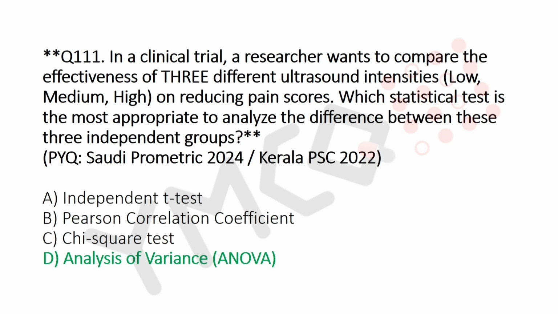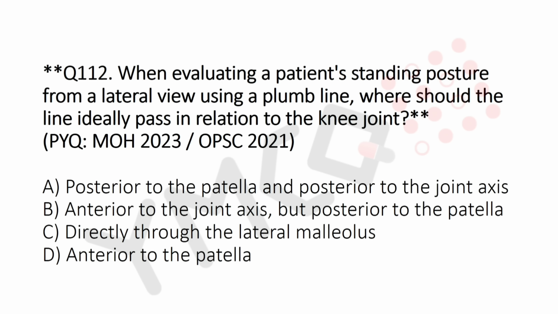Okay. Now let's move to question number 112. When evaluating a patient's standing posture from a lateral view using a plumb line, where should the line ideally pass in relation to the knee joint? Option A, posterior to the patella and posterior to the joint axis. Option B, anterior to the joint axis but posterior to the patella. Option C, directly through the lateral malleolus. Option D, anterior to the patella.